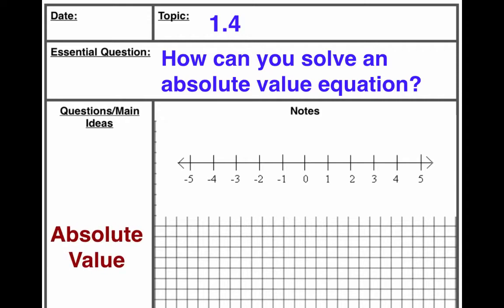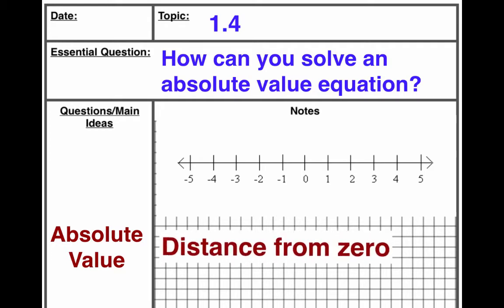So what is absolute value? Well, absolute value is a measurement. It's the distance from 0 on a number line. So all we're doing when we talk about absolute value is we're measuring distance from 0.